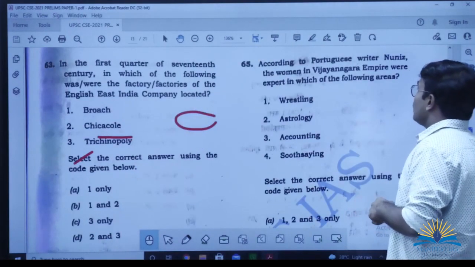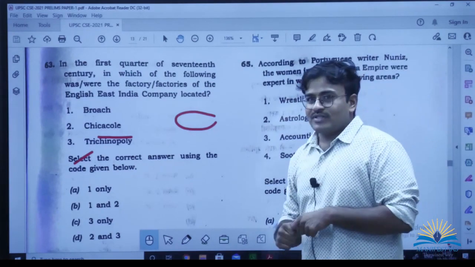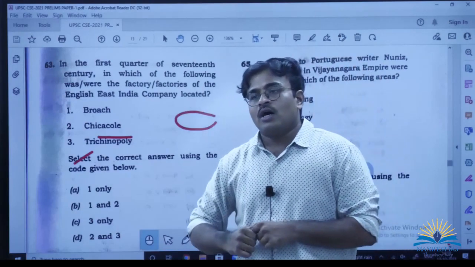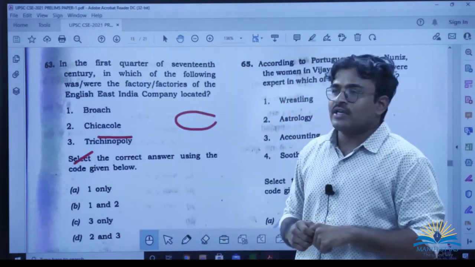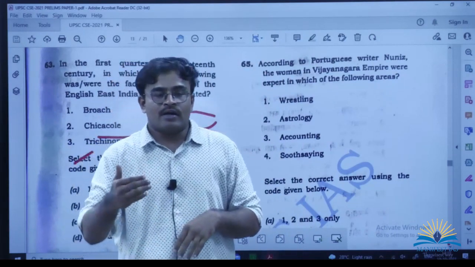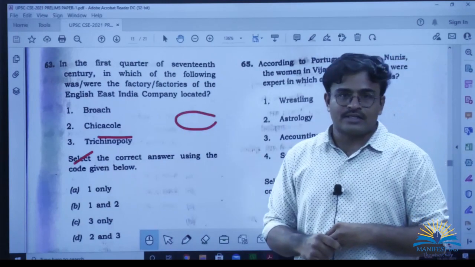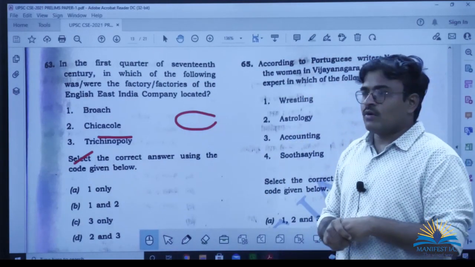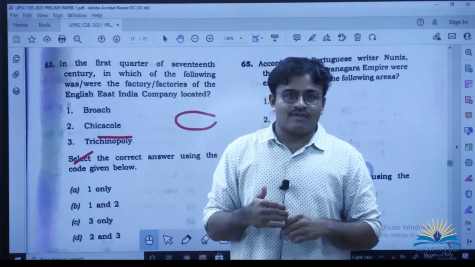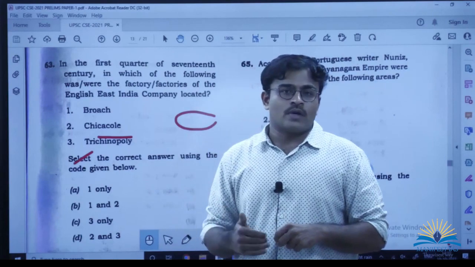Okay, 65th one. According to the Portuguese writer Nunes, this is a very interesting observation, and this is actually a very tough question because we need to know the fine arguments of Nunes. In fact, Nunes visited Vijayanagara Empire during the time of Achyuta Devaraya, the successor of our great king Krishna Devaraya. During his period he came to India, and Nunes made many observations on Indian women.